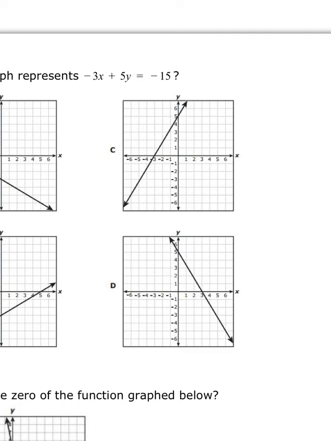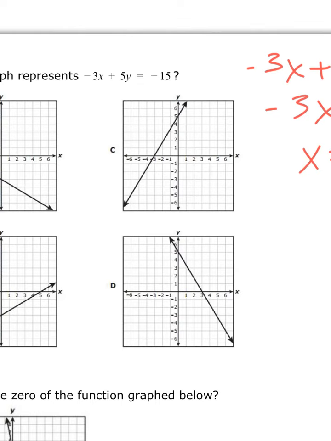So this graph matches which one the best? B? I have to agree, B. Another way to do this problem is I can find the x and y intercepts. So let's say I wanted to find the x-intercept. So I could say negative 3x plus 5 times 0 equals negative 15, right? So negative 3x equals negative 15. So x equals positive 5. So which of these has an x-intercept at positive 5? B is the only one.